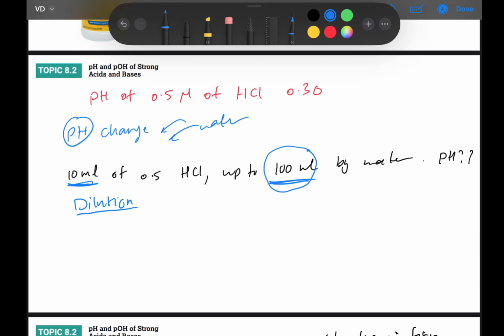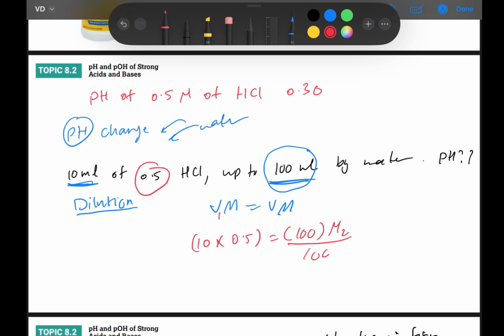Then we have to use the M1V1 equals M2V2 formula. Okay. What was the initial volume of acid? It was 10 milliliters. We multiply by the initial concentration of acid, which is 0.5, and the total volume is 100, and we have the M2, which is unknown. I don't know the new molarity after dilution of the acid. So you divide over 100 and divide over 100. And then the molarity of acid is equal to 0.05 molar.